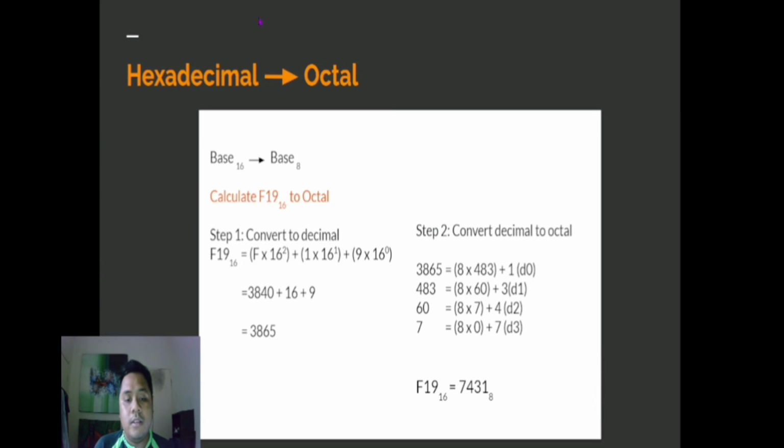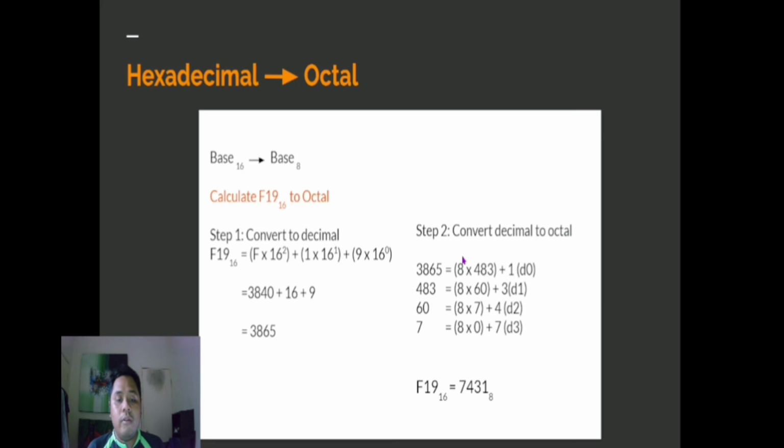Okay, for the last part, you are going to convert hexadecimal to octal number, that is from base 16 to base 8. There are two steps for hexadecimal to octal conversion, the same as hexadecimal to binary. The first step is we are going to convert hexadecimal to decimal number, and the second step we are going to convert decimal to octal number by division. So the first step is the same as before, we will get 3865.